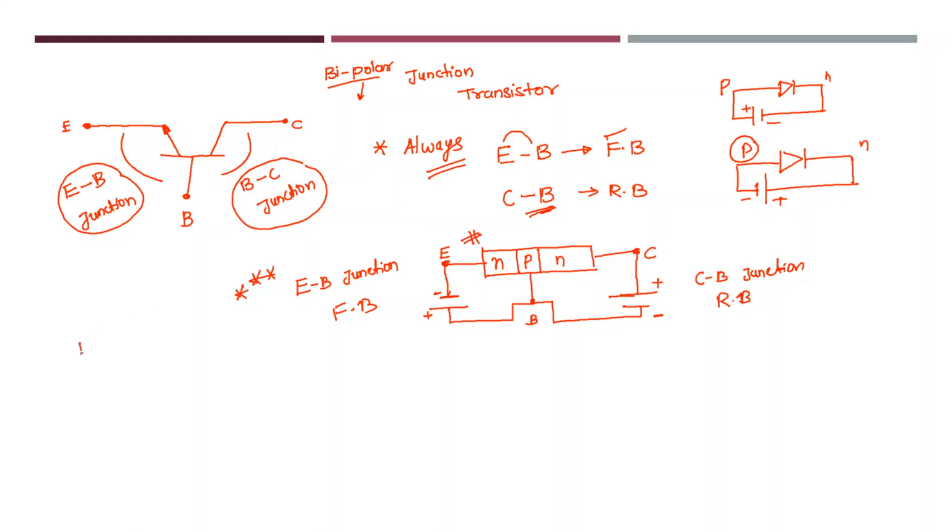I have taken the example of an NPN transistor. Similarly, you can try for a PNP transistor. So here P region should be connected to positive and N region should be connected to negative. This will become forward bias. And for this to be reverse bias, P region should be connected to negative and N region should be connected to positive. This will become reverse bias. I hope you got this.